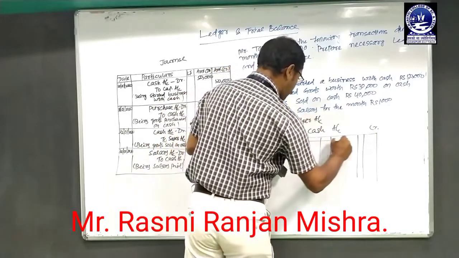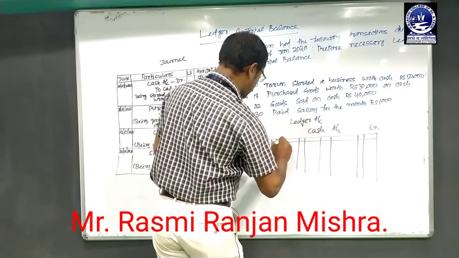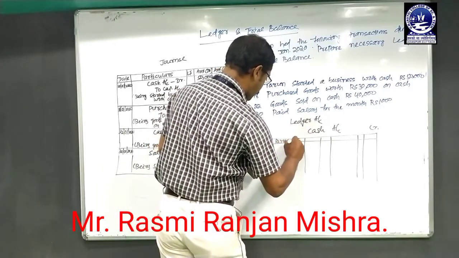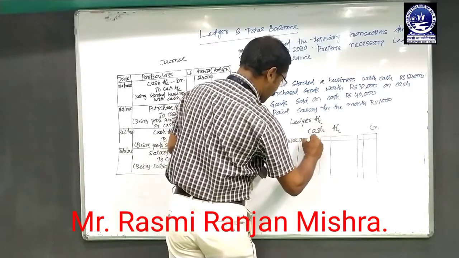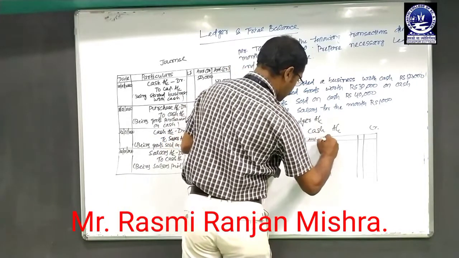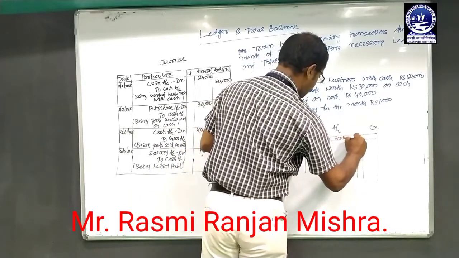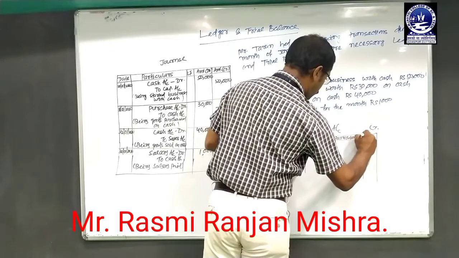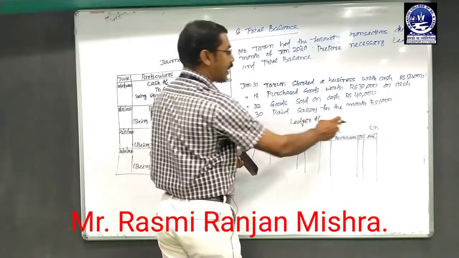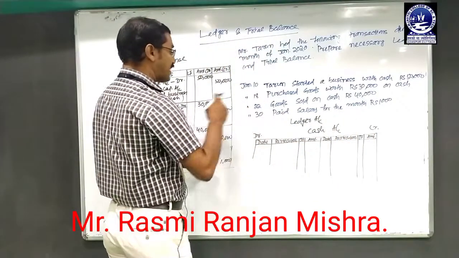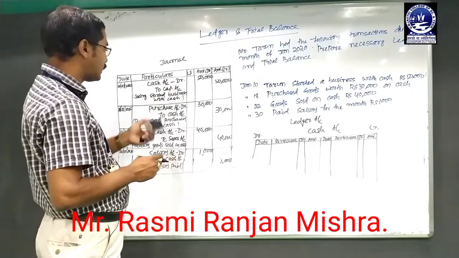So this is the format of ledger account: date, then particulars, then journal folio, and amount. Accordingly, date, particulars, journal folio, and amount. Left side, that is debit side, right side, that is credit side. So first we have to prepare the cash account. We must take into consideration in the journal entry cash account.